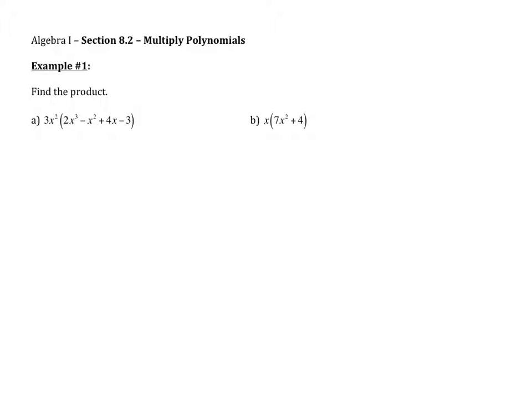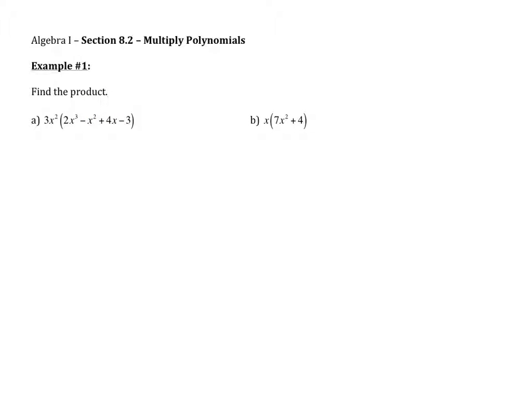We have part A, 3x squared times 2x cubed minus x squared plus 4x minus 3. So we need to take this monomial times this polynomial. Since it's 4 terms, we're just going to call that a polynomial since there's no specific name for a 4-termed polynomial. So again, I'm going to take 3x squared times each term inside of the parentheses. So I'm just going to distribute.